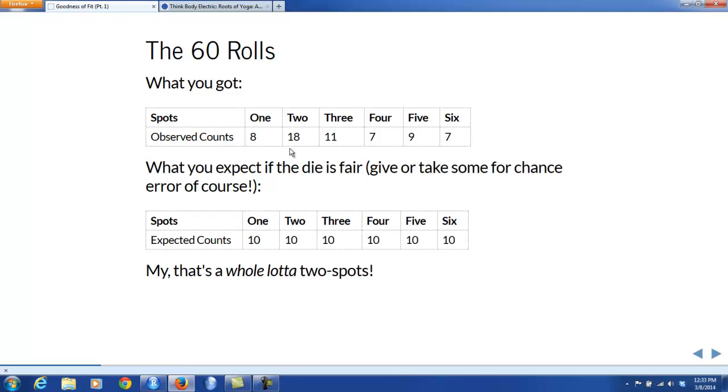Now let's think about what we would expect if the die were fair. If the die were fair, each of the 6 sides would have the same chance, 1 out of 6, of coming up. 1/6 of 60 is 10. So you would expect a count of about 10 in each one of those cells, give or take some, of course, for chance error in the rolling process. Your attention is immediately drawn to the observed count of 2 spots. There's 18 of them, 8 more than what you would expect if the die were fair. That's a lot of 2 spots.